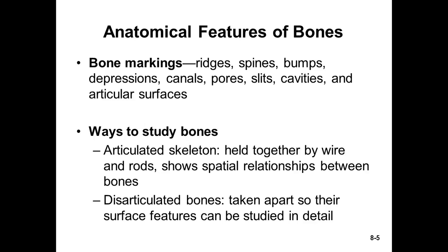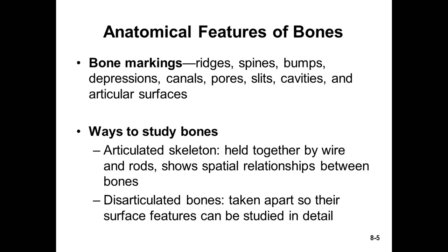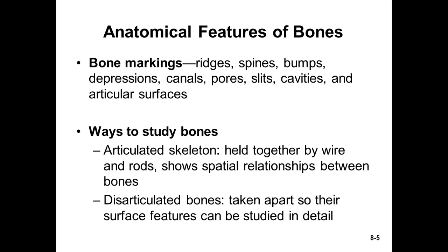If you look at table 8.2, which is in your textbook on page 232, they have the terms: articulations, extensions and projections, depressions, passages and cavities, and they have descriptions and examples for each one of them. Of course, ways to study the bone.